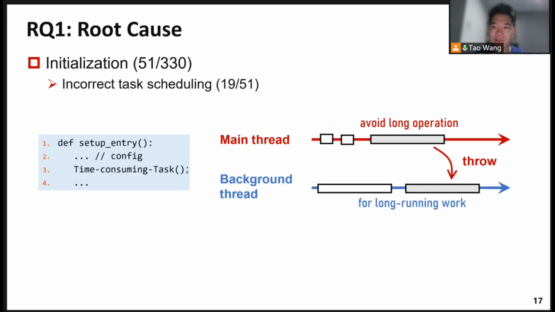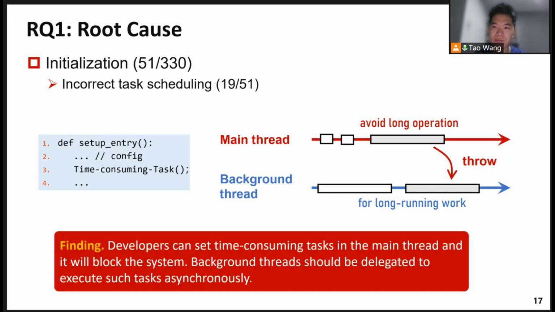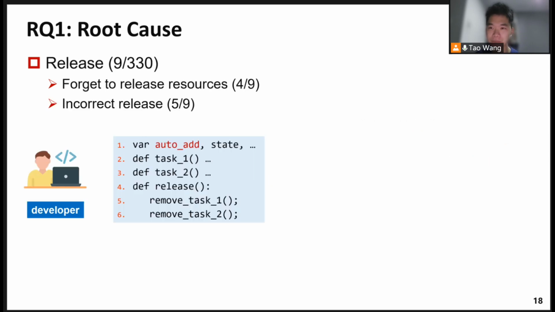The integration defines a time-consuming task in the main thread, and it will slow down the system. We found that developers can set time-consuming tasks in the main thread, and it will block the system. Background threads should be delegated to execute such tasks asynchronously.